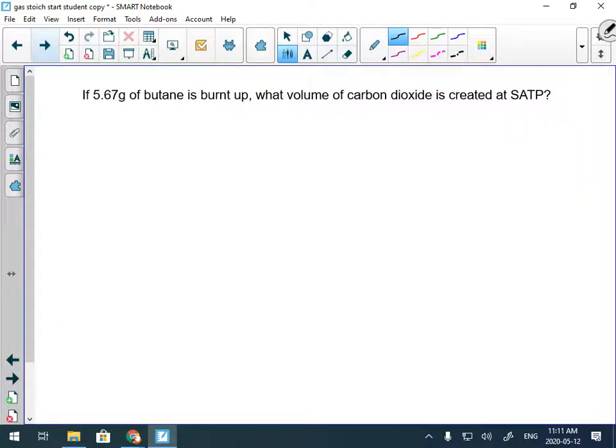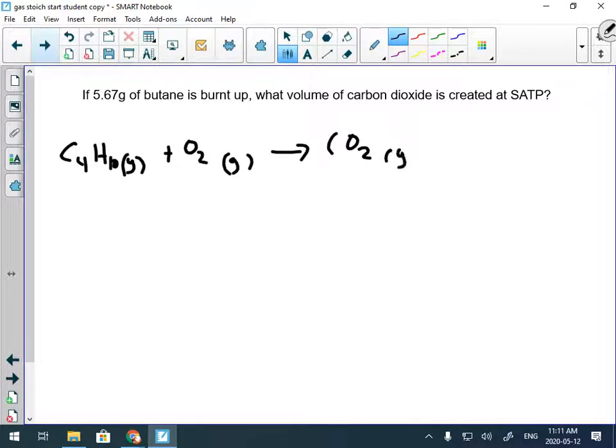Let's try another one. If 5.6 grams of butane is burnt up, what volume of carbon dioxide is created at SATP? Okay, so we need the formula for butane, C4H10. Again, if you're not a super nerd like me and you don't have all these memorized, you can check page 4 and 5 in your data booklet. Burnt up is a hydrocarbon combustion, CO2 gas, H2O gas. Looks like we need a 4 there. We need a 5 there.